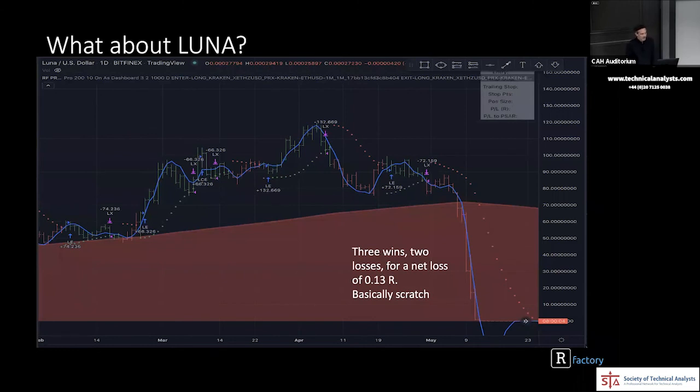Now, there were multiple filters that would have kept us out of the Luna trade or would have got us out of it. One of them would have been the moving average filter ultimately. But you can see here, even without all the other filters, we had 3 wins on this, 2 losses, and the whole thing basically scratched out, and then it really took a dive. The idea here is that there's normally a bit of a tell before things go catastrophically wrong.